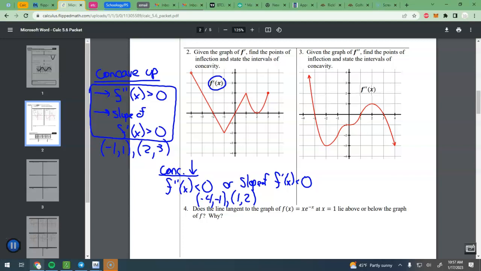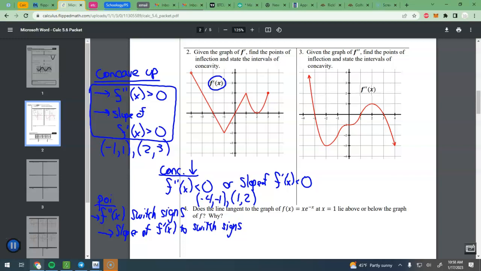Points of inflection just happen where we switch. So I want f double prime of x to switch signs. Or, I want the slope of f prime to switch signs, because the second derivative and the slope of f prime are the same thing. So I want to know where the slope of this graph changes signs.